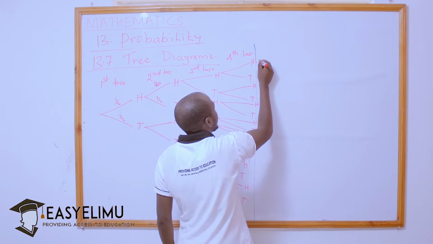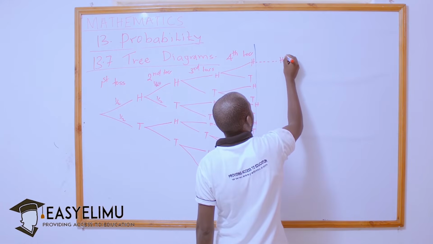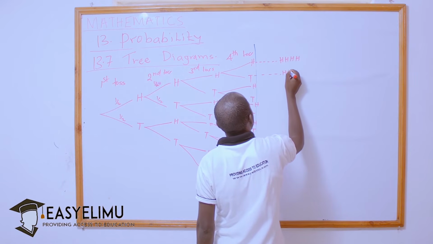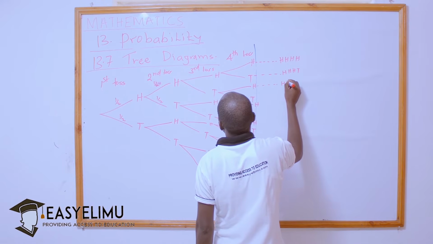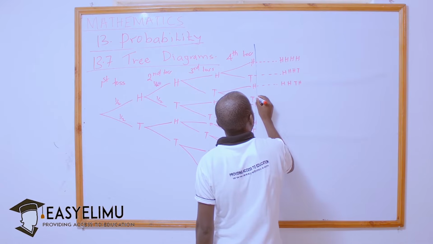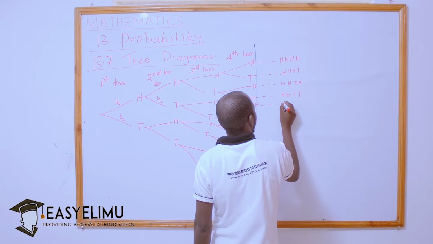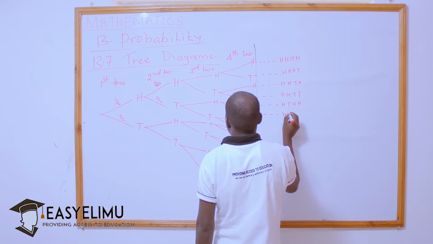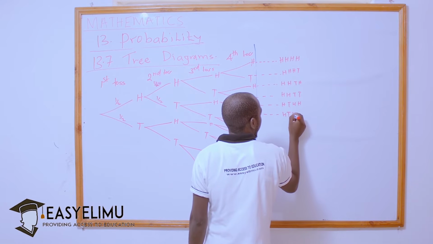So here, as you can see, we are going to have 4 heads, that is head, head, head, head. This one is going to give you head, head, head, tail. This one is giving you head, head, tail, head. This one here, head, head, tail, tail. Here you are going to have head, tail, head, head. And that one giving you head, tail, head, tail. Tail, head, tail.